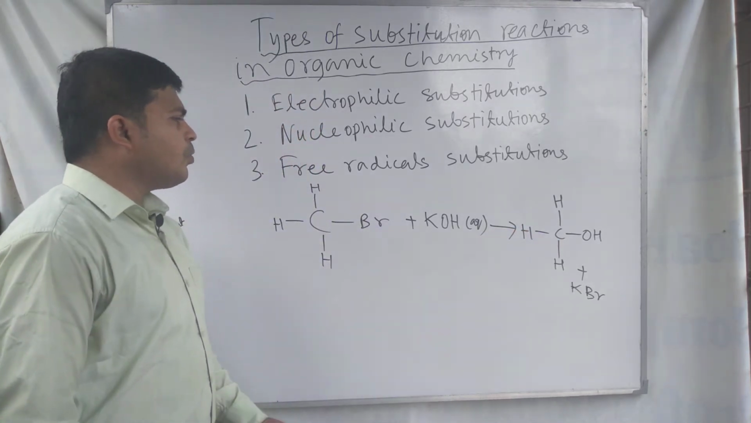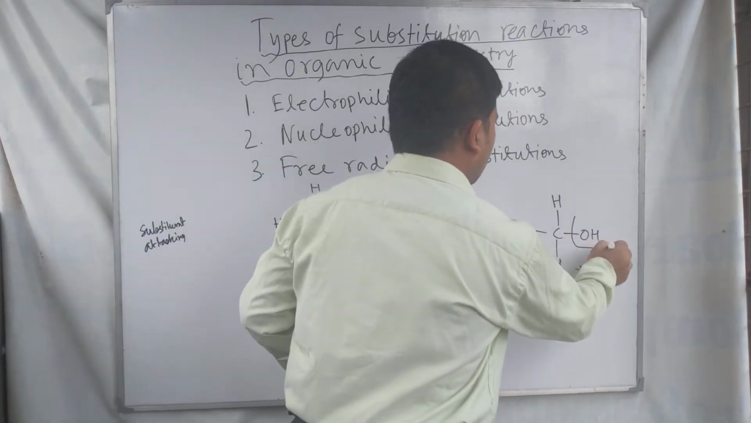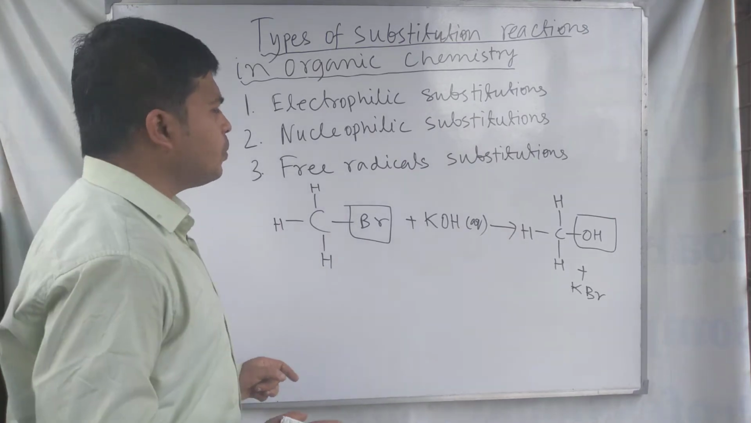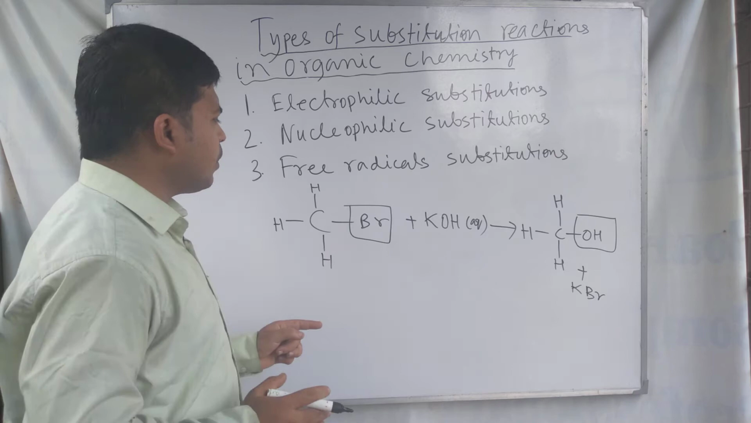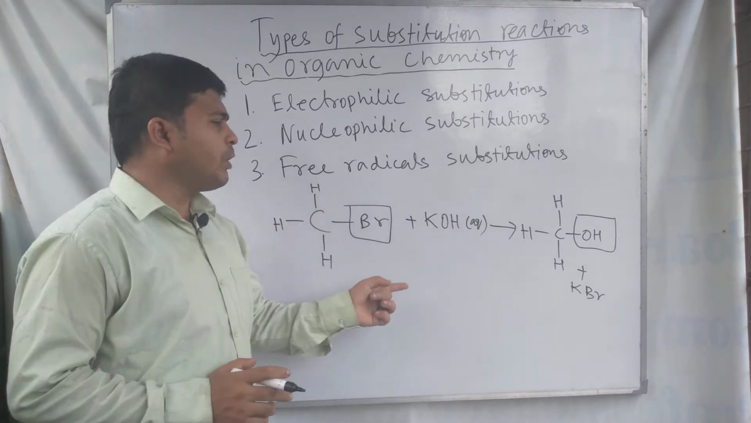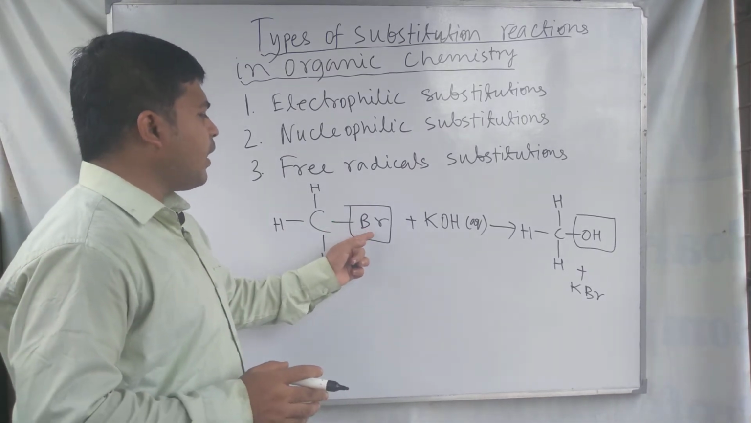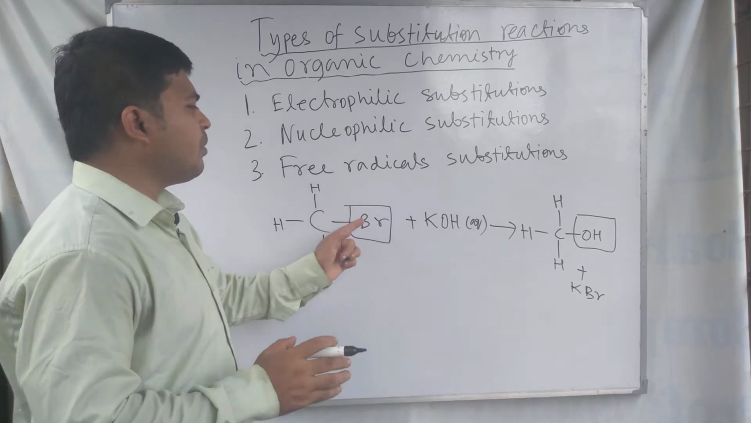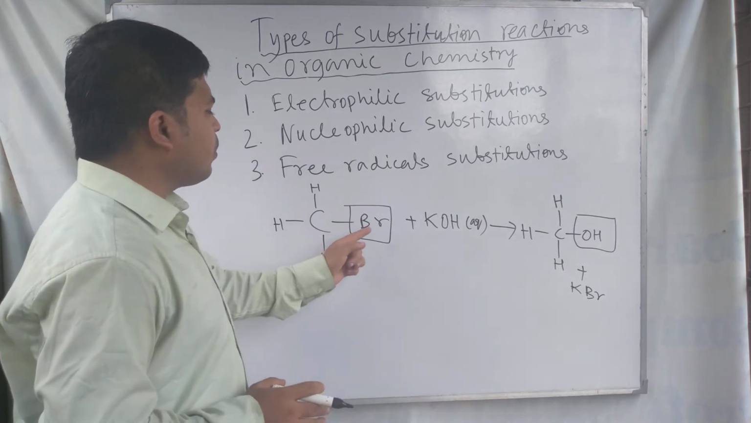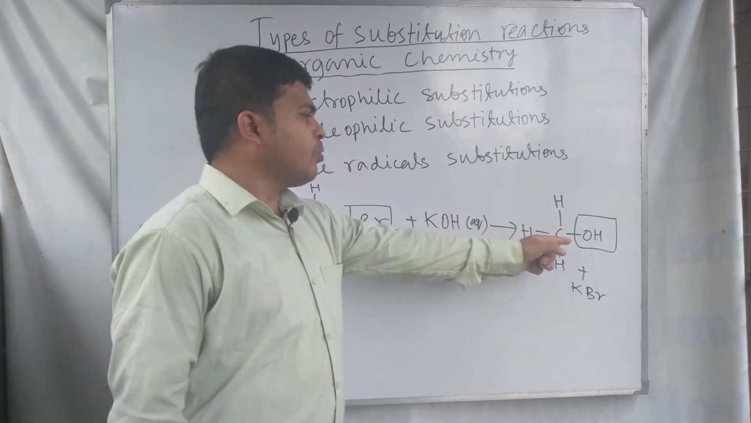So in this case, the bromine atom is substituted by the OH group. Two atoms are present in this group, so the OH group is substituted in the position of the bromine atom. So this is called a substitution reaction. In a substitution reaction, an atom or a group of atoms is substituted by another atom or another group of atoms. Here an atom is substituted by a group of atoms.